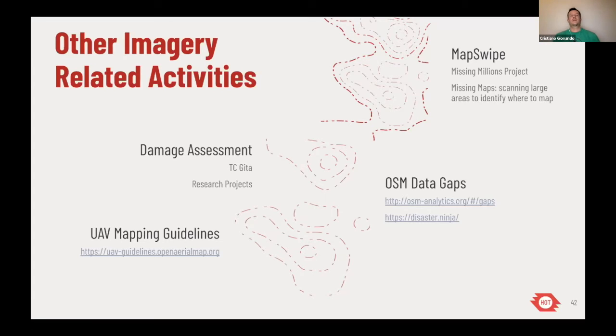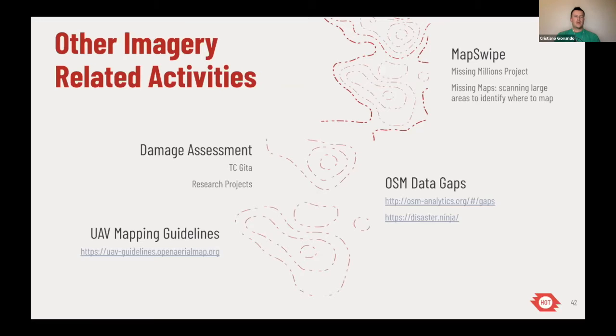We've done some damage assessment, but mostly it has been done through research projects, trying to understand how we can leverage crowdsourcing for damage assessment, basically understanding and tagging buildings based on their damage level: destroyed, damaged, or not damaged. We're just now discussing with Microsoft about operationalizing this, but at the moment it's been mostly done through research projects.